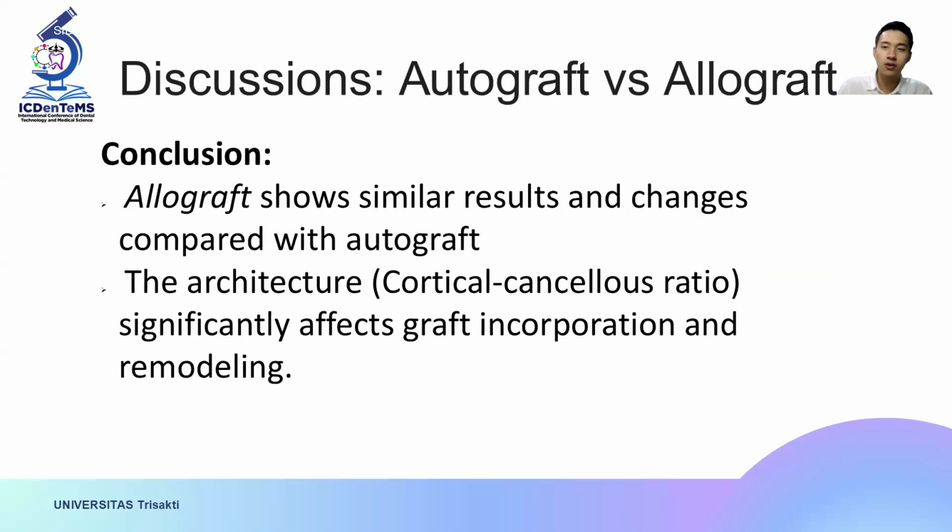So the conclusion for autograft and allograft comparison is that allograft shows similar results and changes compared with autograft. And also the architecture, or the ratio of the cortical and the cancellous bone, significantly affects the graft incorporation and also remodeling.